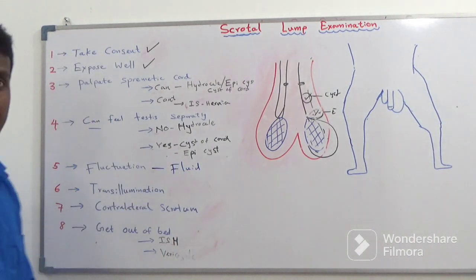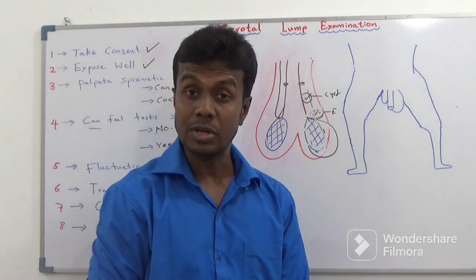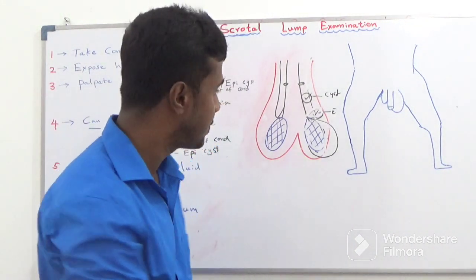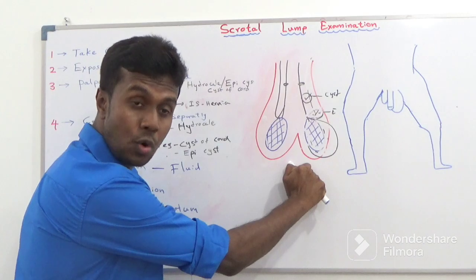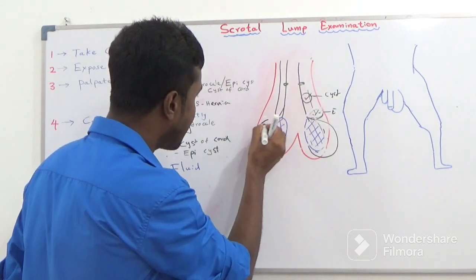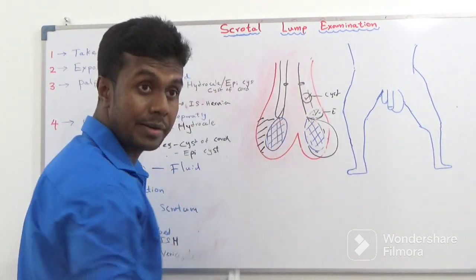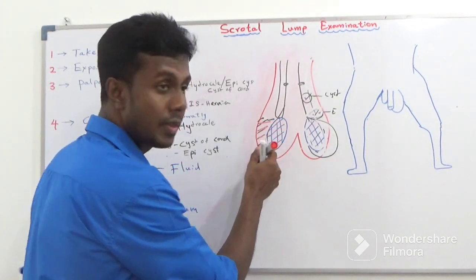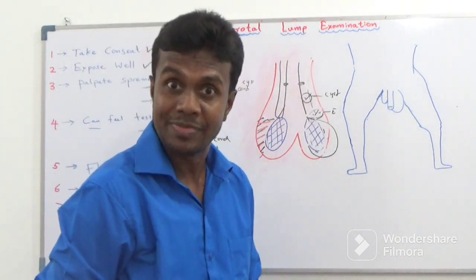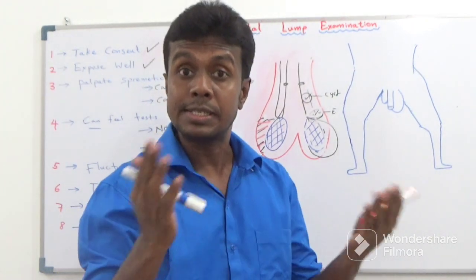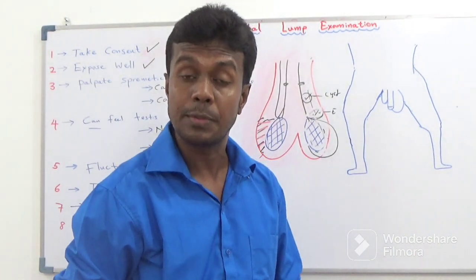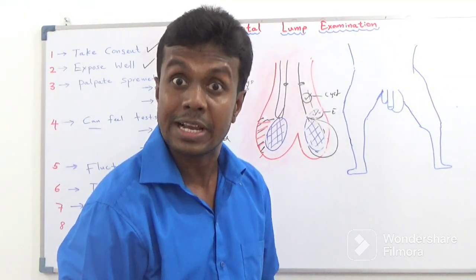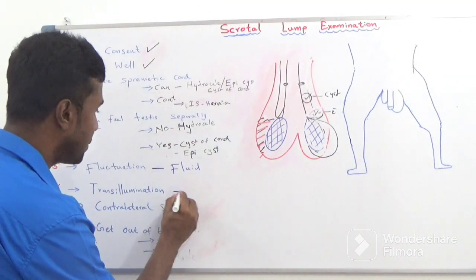Check for transillumination. Take a pen torch, place it from here to here, and switch on. You can see brightly trans-illuminating red color here, like a gem. If you can see trans-illumination, that means the fluid present in the lump is clear fluid.